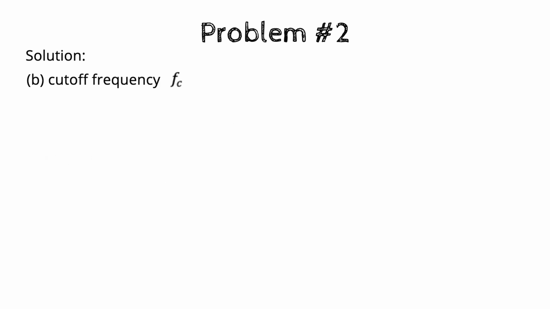Now, we solve for the cutoff frequency for the metal's surface. For this one, we just use the expression of energy equal to hf. Take note that at the cutoff frequency, the energy of the photons is equal to the work function of the surface, equating hf and the work function phi. Rearranging the expression, we obtain the cutoff frequency equal to the work function phi over h.